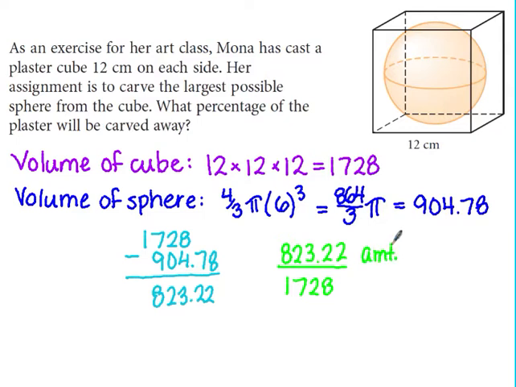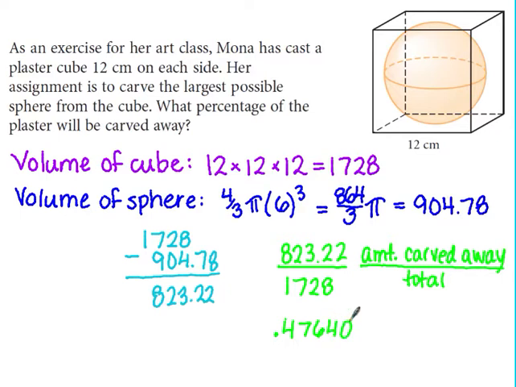So amount carved away divided by the total. And what does that come out to be? 0.4764. So really, this would be a total of 47.64%. Okay, so that's how much is going to be carved away. Questions?